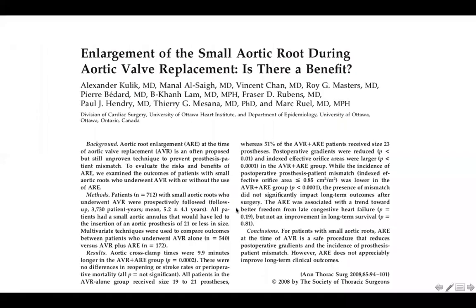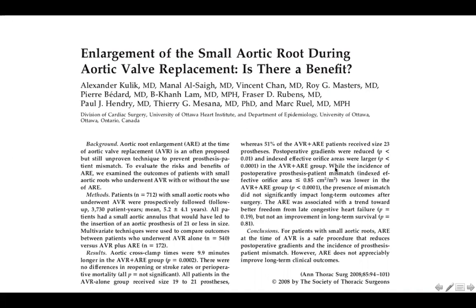Another study, on enlargement of the small aortic root, in 2008, found that enlargement is a safe procedure to decrease the gradient, but it is not associated with improvement in long-term outcomes.